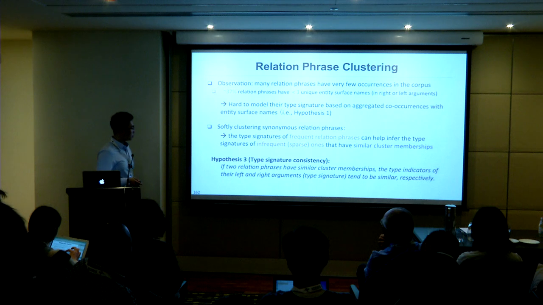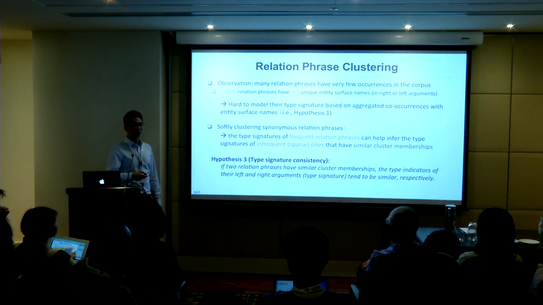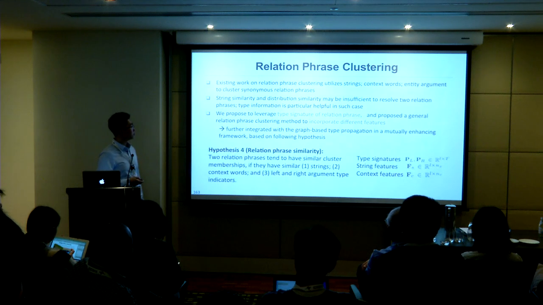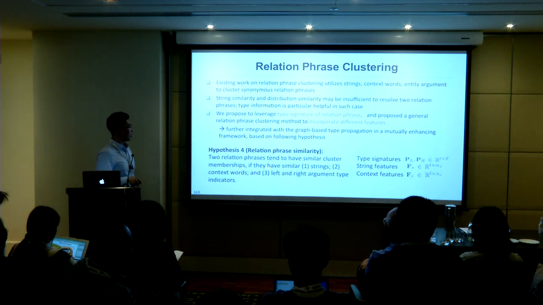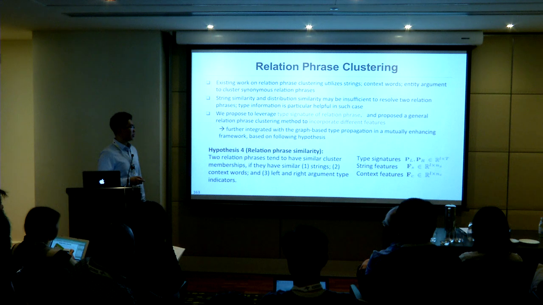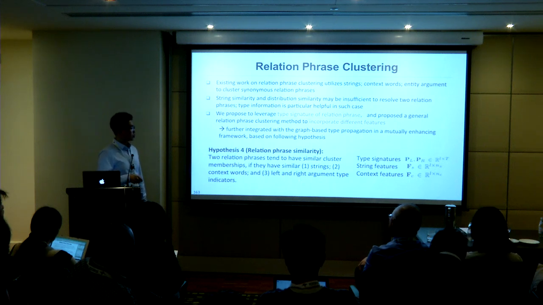And how can we do this clustering? The first thing we can do is look at the left and right arguments of the relation phrases. If their left and right arguments have a pretty similar type signature, that's one signal. And also, you can look at how similar these two relation phrases look to each other. Are they sharing the strings, like the edit distance of these two relation phrases could be very similar? Then obviously, they are similar relation phrases. And you can look at the context words around these relation phrases. So in total, you have at least 3 kinds of signals to cluster those relation phrases all together.